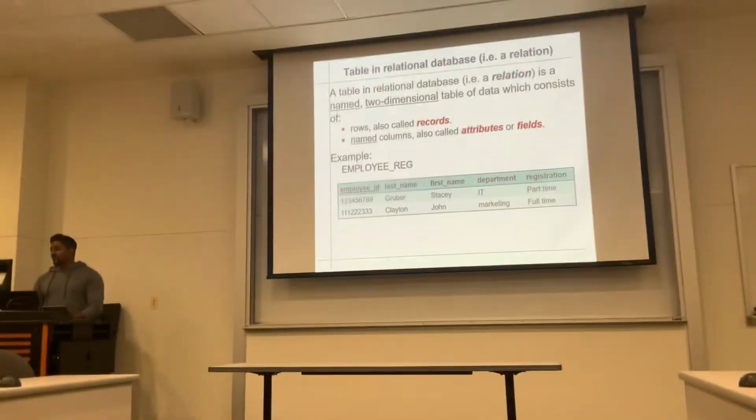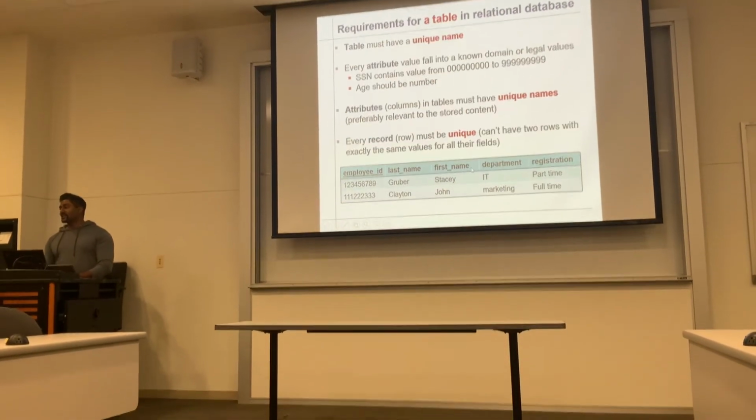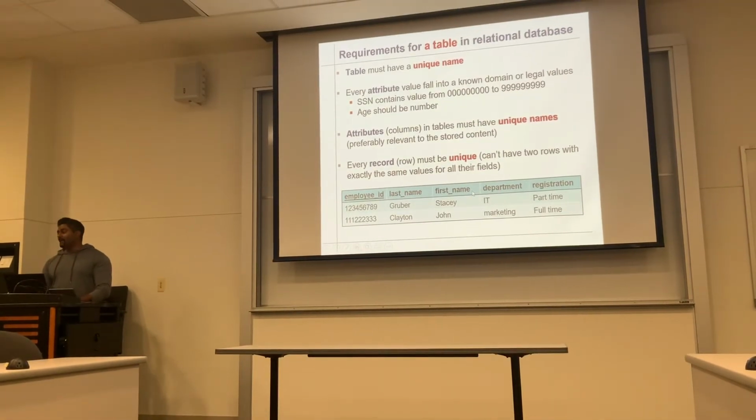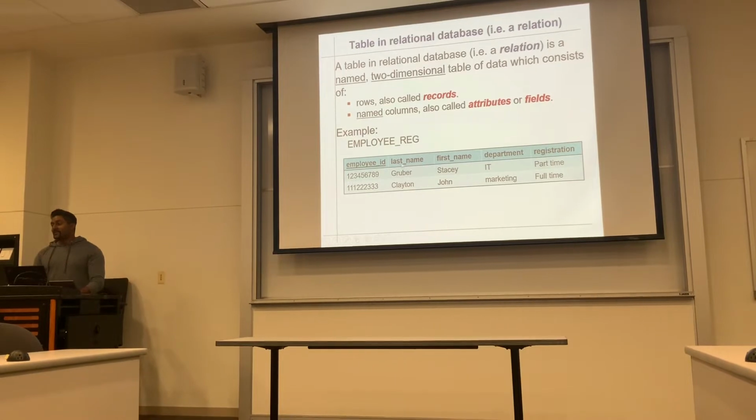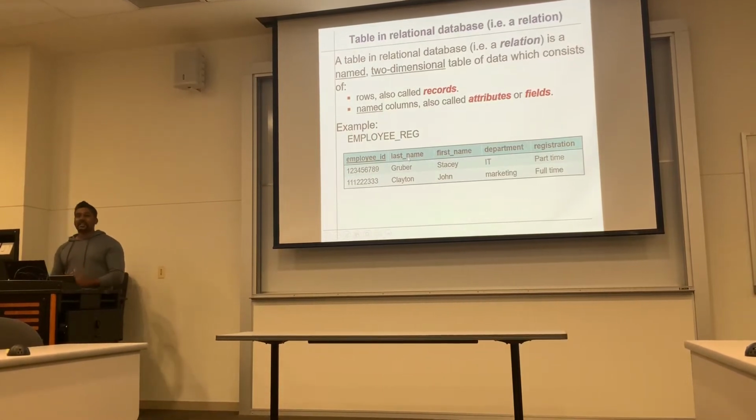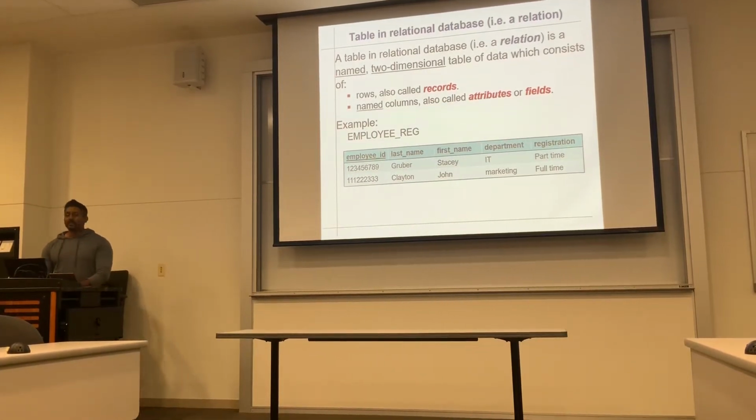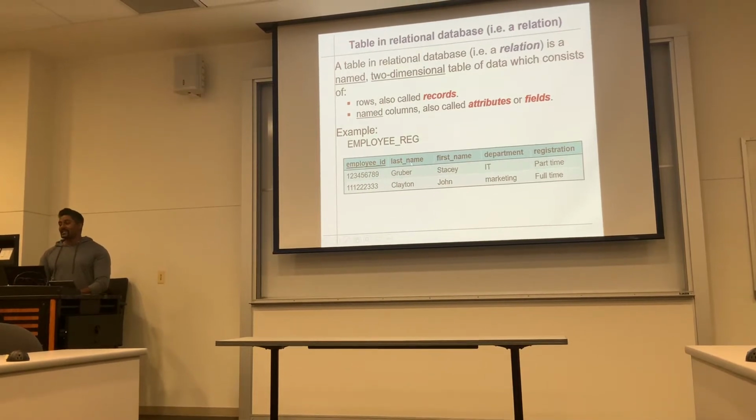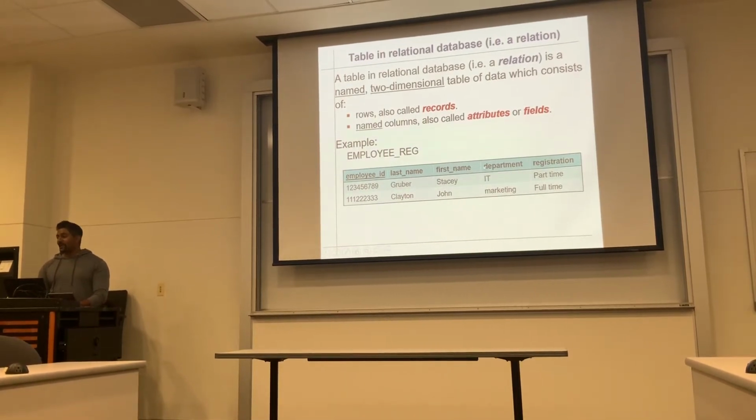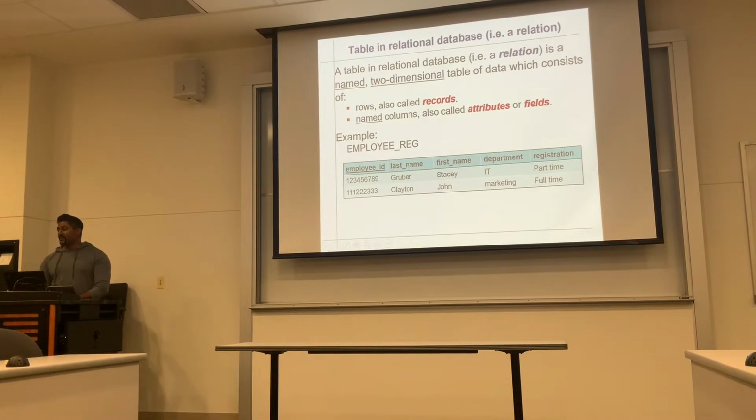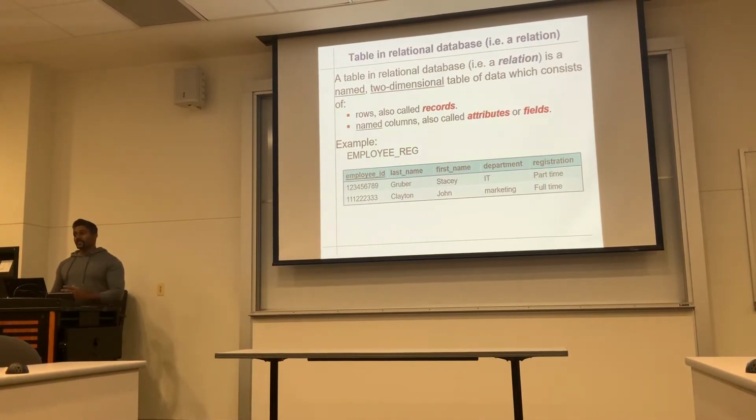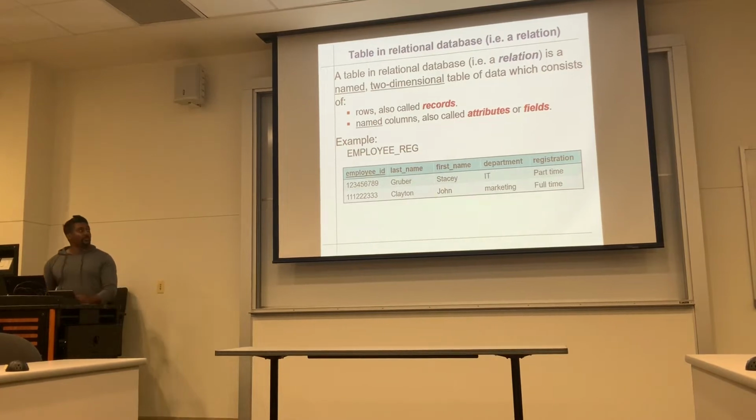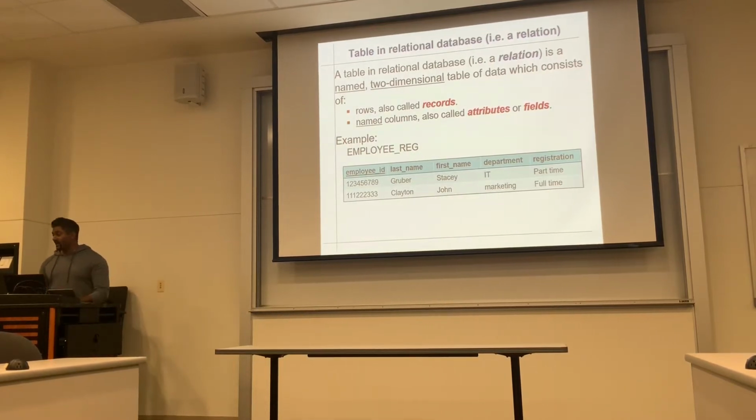Each field has a specific type of attribute. We talked about this last time. It has to be a unique name too. So notice here, in SQL, it doesn't like spaces. Spaces are tough, so usually you'll see a lot of underscores. Last_name, first_name, department, registration. These are field names. They have to be unique. You can't have the same column name in the same table. It has to always be unique, the column name.